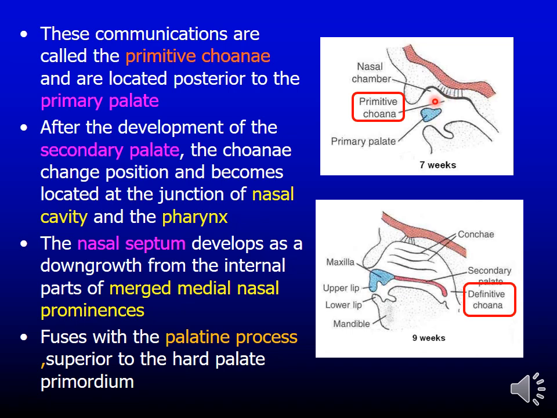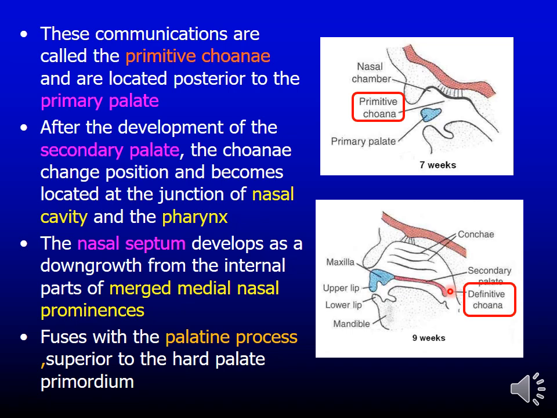This site is named the primitive choana, located posterior to the primary palate. This is the primary palate. Posterior to it is the primary choana. After development of the secondary palate, the choana changes position and becomes located at the junction of the nasal cavity and the pharynx. Here, this is the site of the definitive choana.